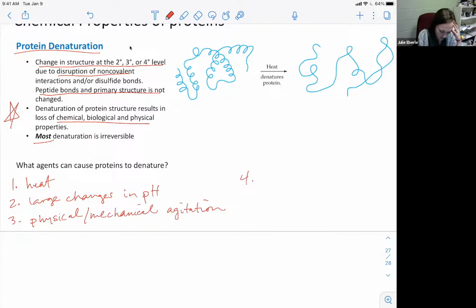And then lastly, number 4, so if there's a lot of, how do I want to phrase this? A lot of salt, if there's really highly ionic environments where there's a lot of charges. So if there's a lot of salts, ionic compounds dissolved in aqueous solutions. So I should just say high salt concentrations. So if there's a lot of plus charges and negative charges in the solution that the protein's in, those can cause proteins to denature.